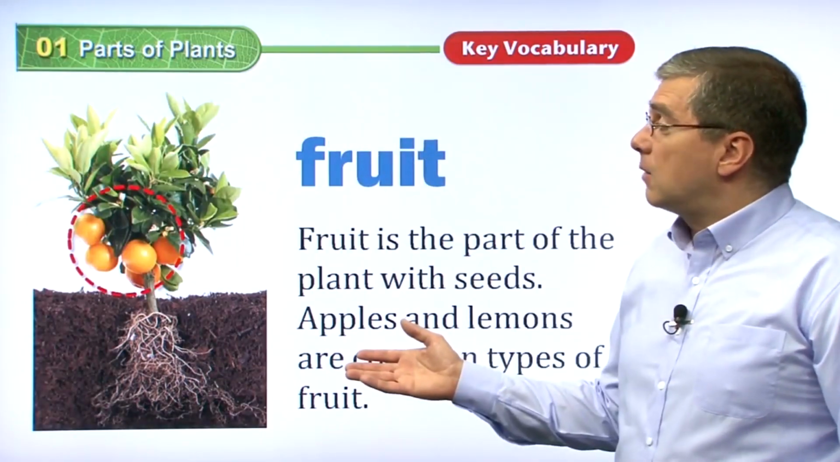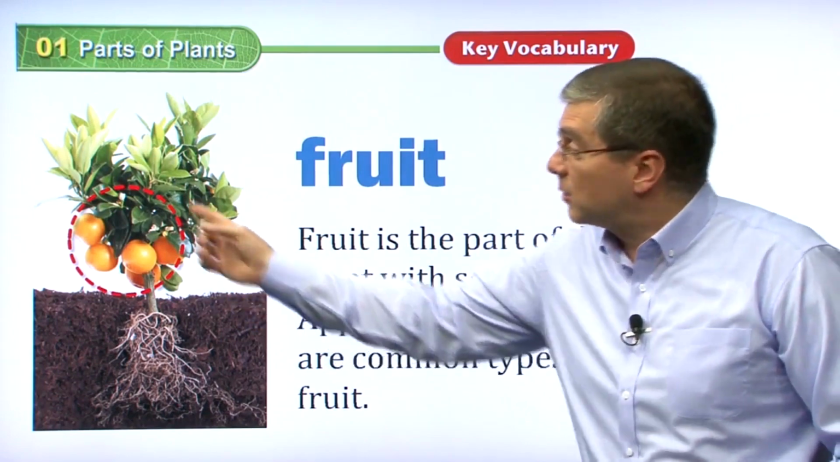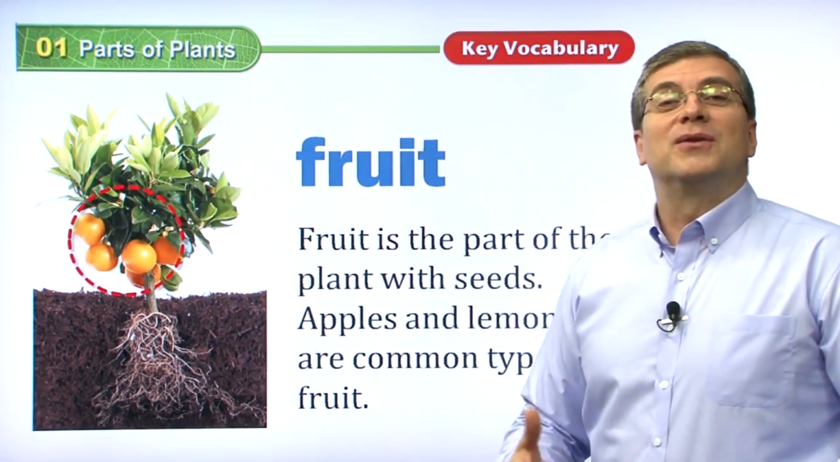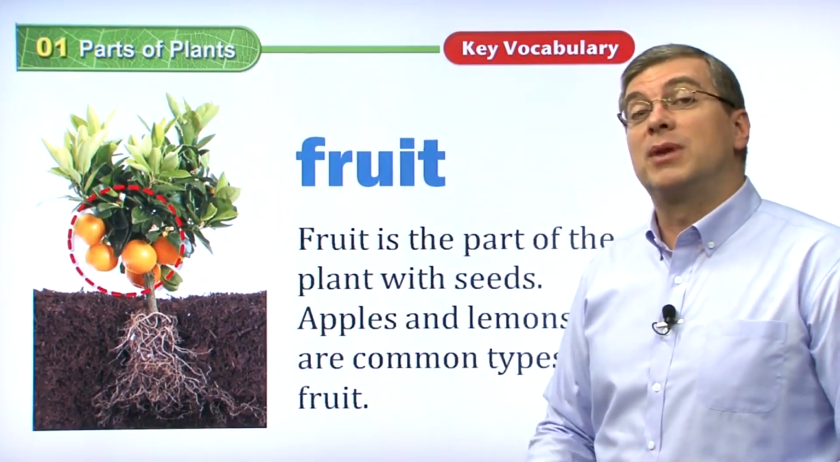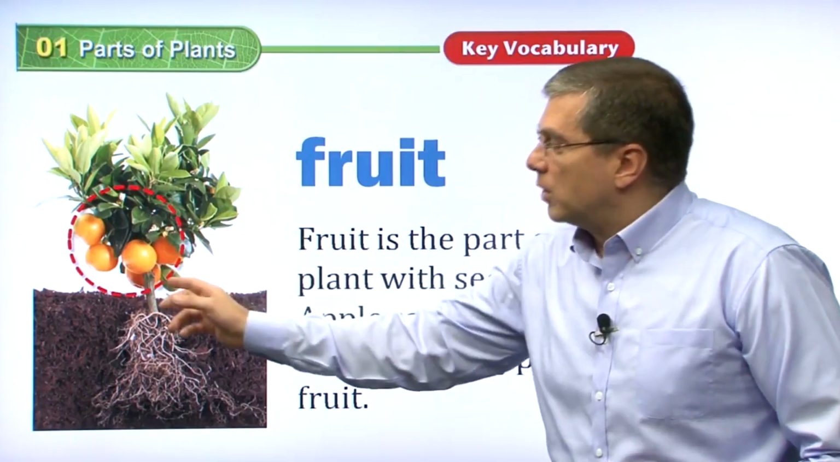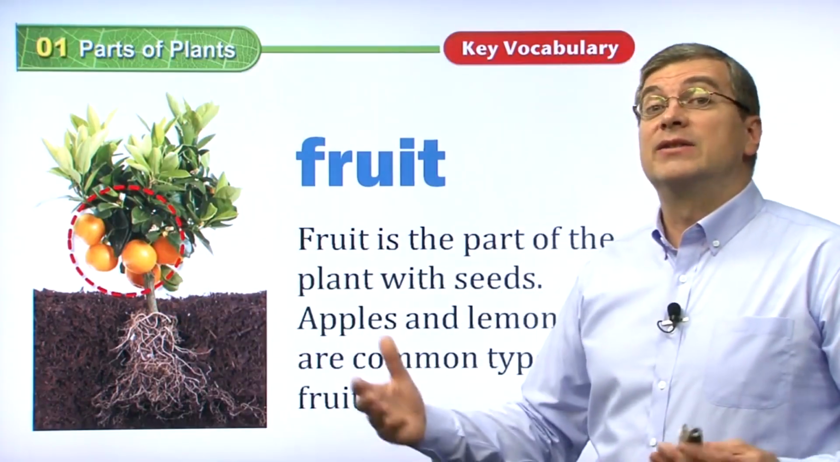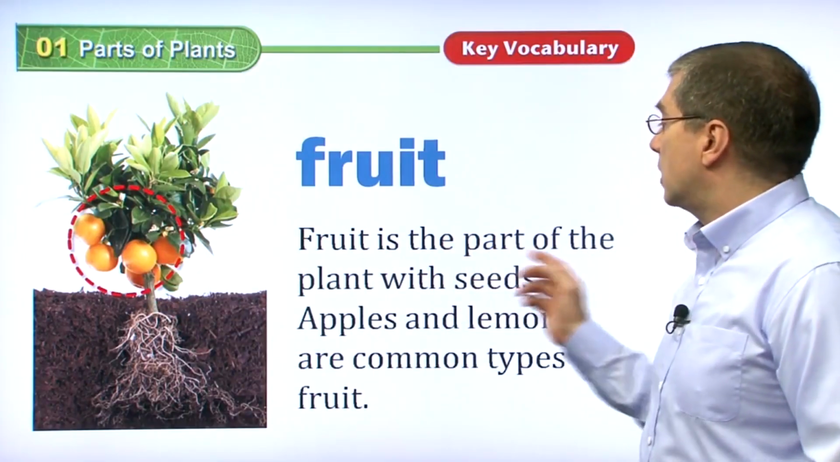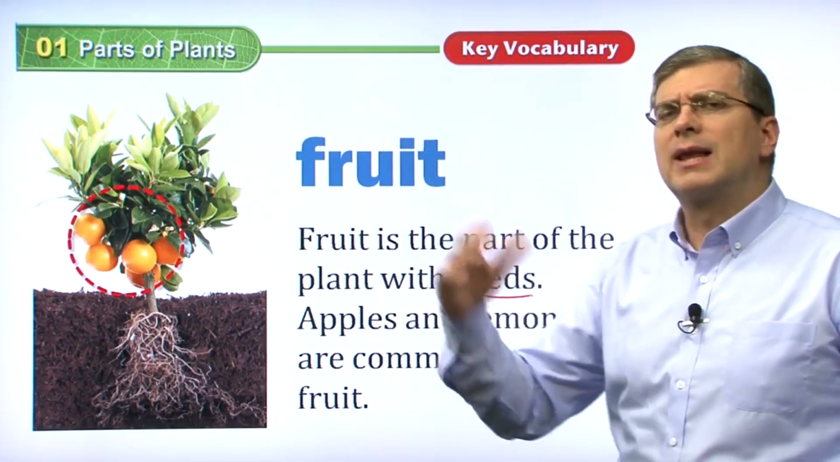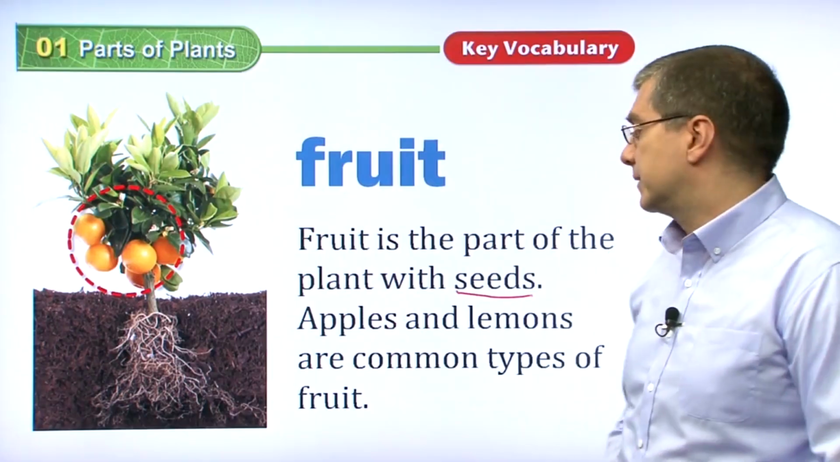Okay, well, these flowers, they produce fruit. Now, here we see an example of fruit. These look delicious, don't they? Fruit, of course, is good for us. It's part of the plant that we eat. These, of course, look like oranges. There are many different kinds of fruit. Fruit is the part of the plant with seeds. Here we have seeds. We'll talk about later what seeds do for the plant.